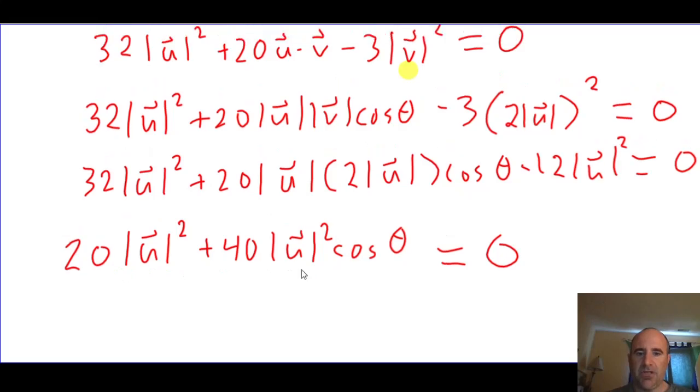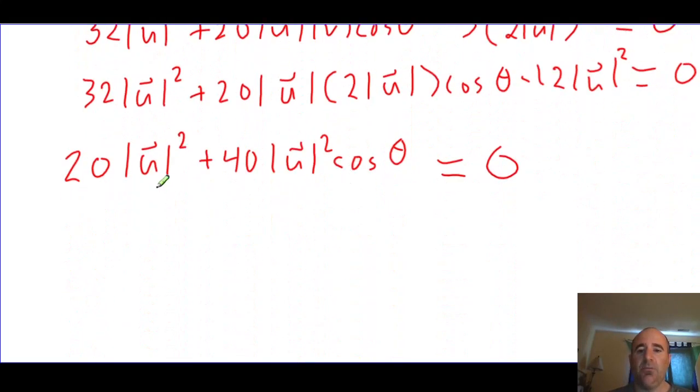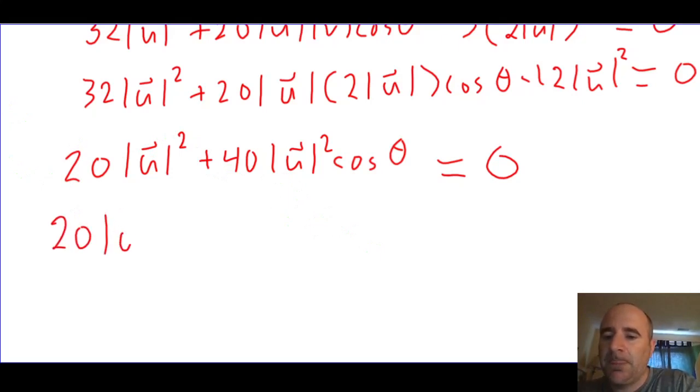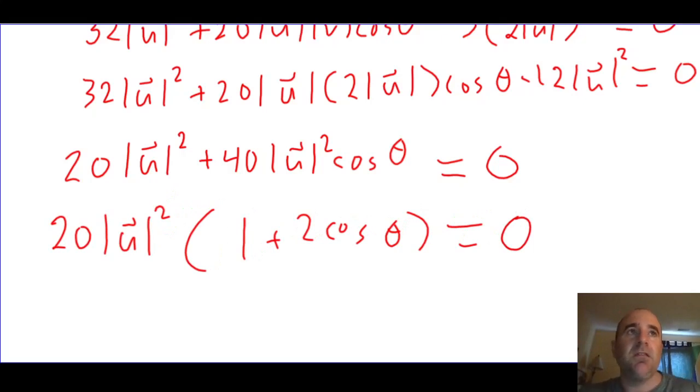We have two unknowns. We're trying to solve for the angle, and we also don't know the magnitude. Well, this is actually kind of like a quadratic equation in a way. When something's set to 0 and you're not sure how to solve it, in general, I'd say factoring is a good strategy. There's a common factor of 20 times the magnitude of u squared. When I take that out, I get 1 plus 2 cos theta equals 0. And this is something I can solve.